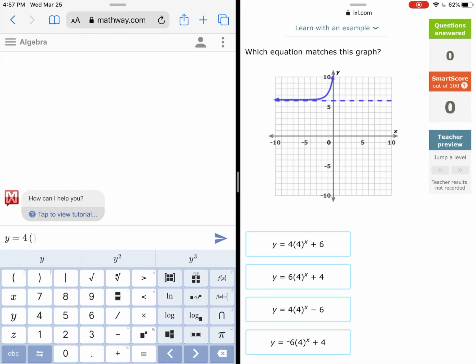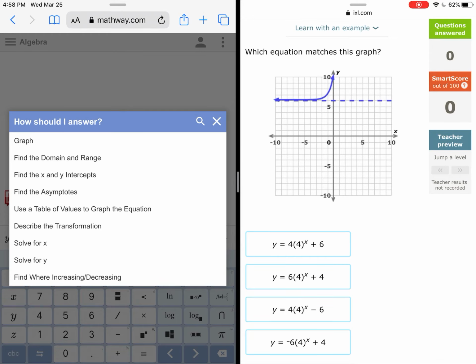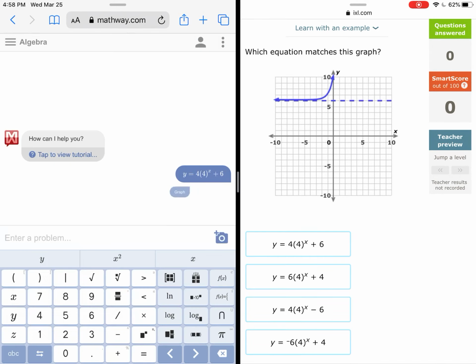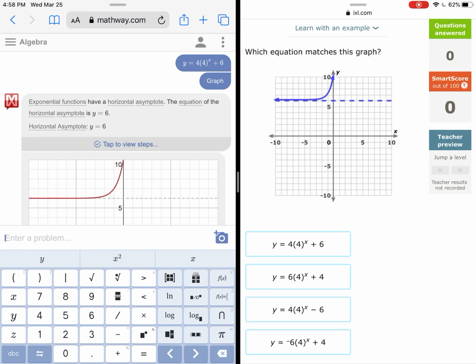Y equals 4 parentheses 4. My exponent would be this icon underneath the multiplication, right there. X. Make sure you click beside that to move the cursor down, so click anywhere to the right of that. Plus 6. So go ahead and hit enter there, or send it. It asks you what you want to do, so then you click on graph, and it's going to give you some of the information for the graph.